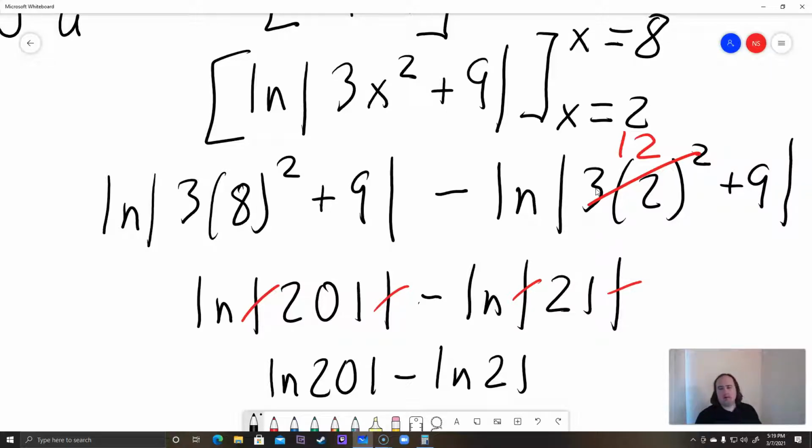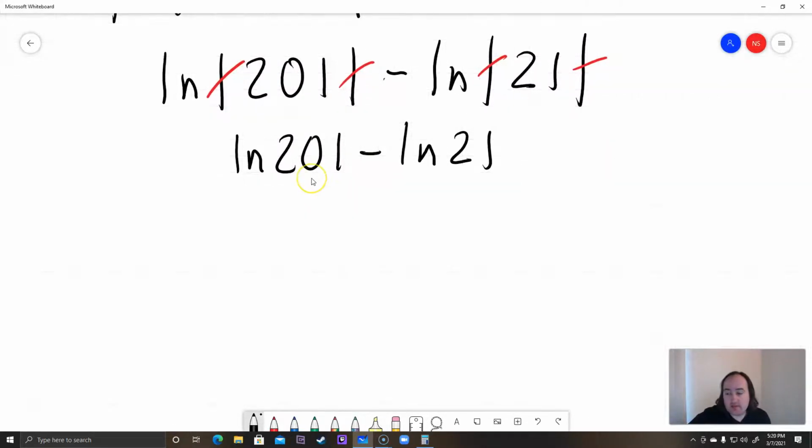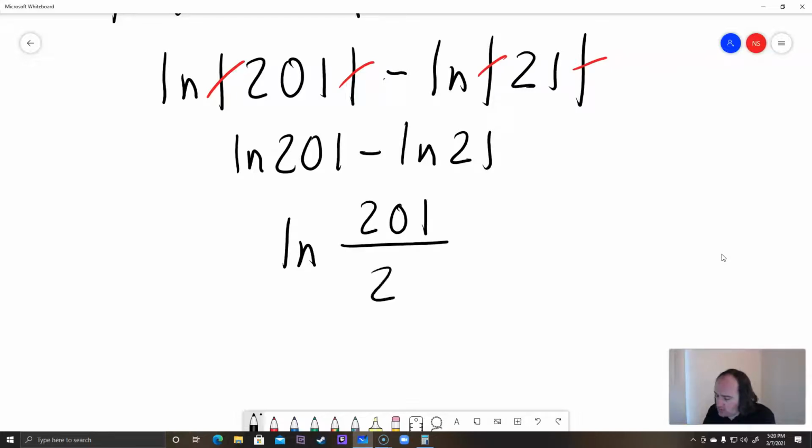Okay, and you might think that that was how you would write your answer. However, on your homework, they do one more step. So remember, if you are subtracting outside of a logarithm, that's the same as dividing inside the logarithm. Okay, so that's a trick here that we need to use. So this is going to be the same as going from left to right and top to bottom. Subtracting outside the logarithm is the same as dividing inside. So this is going to be ln of 201 over 21.